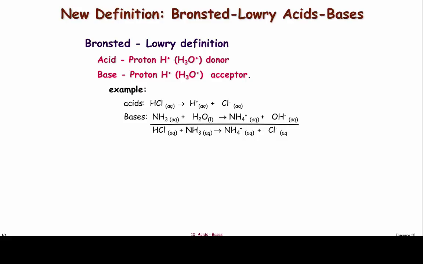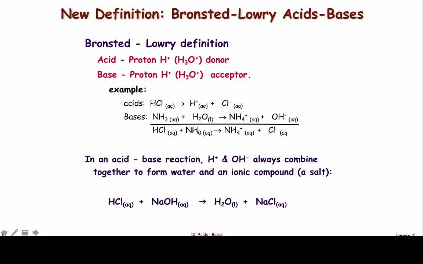An example of this is the following. If you put HCl in NH3, what happens is that the HCl dissociates to H+ and Cl-. The H+ can combine with the NH3. As you see right here, you get NH4+ and Cl-. So in this example, the HCl is the acid because it's the proton donor. NH3 is the base because it's the proton acceptor.